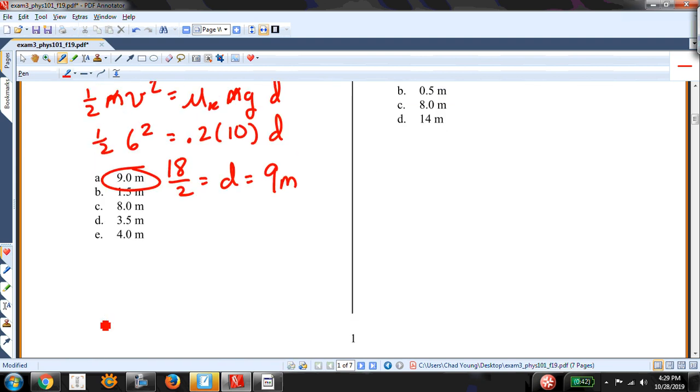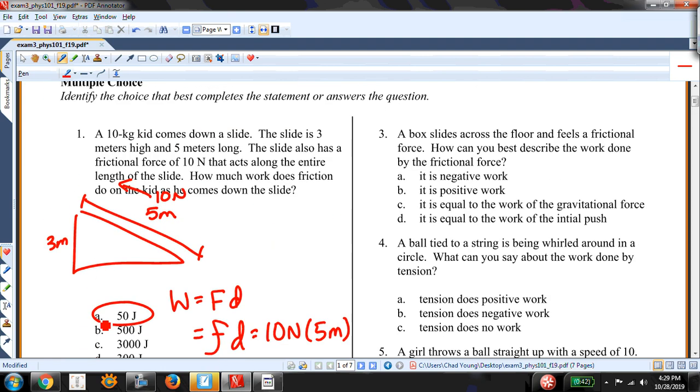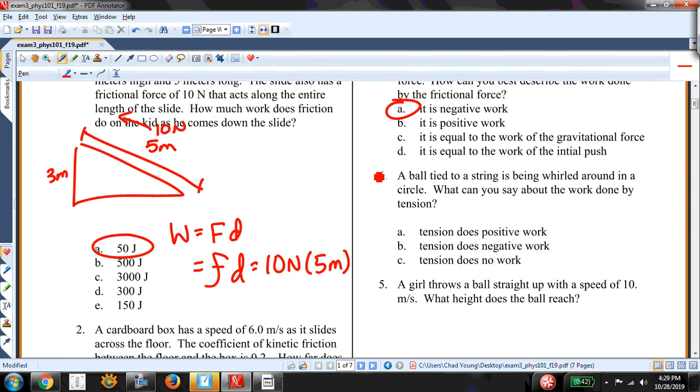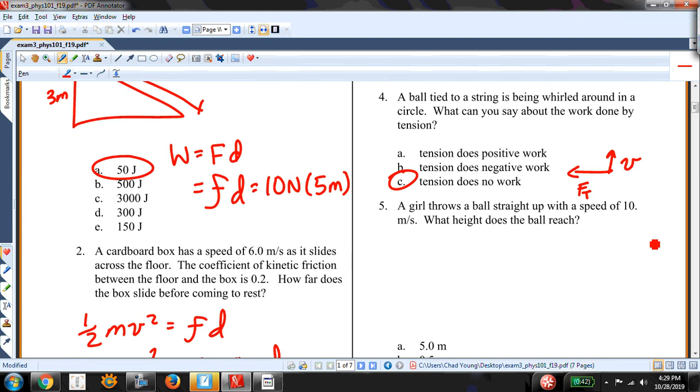Oh, sorry. A box slides across the floor and feels a frictional force. How can you best describe the work done by the frictional force? It's negative work. A ball is tied to a string. The tension does no work at all because the tension is in this direction, but the displacement is in this direction, or the velocity is in that direction.